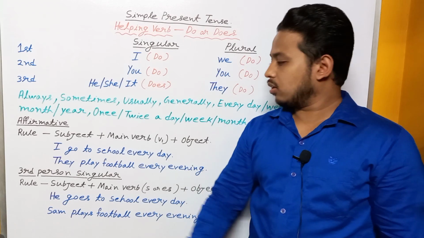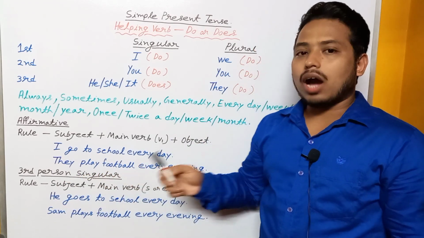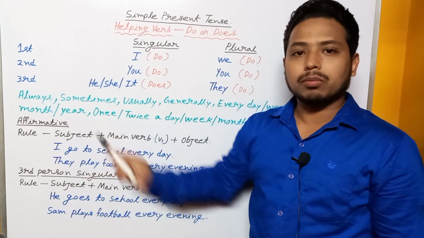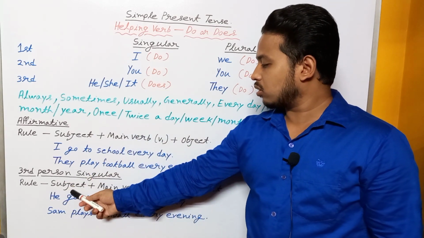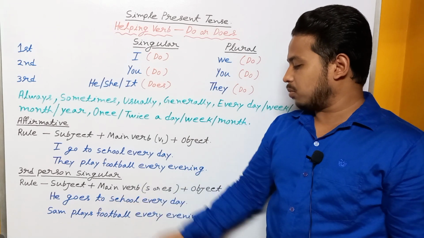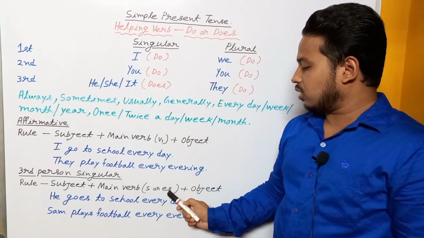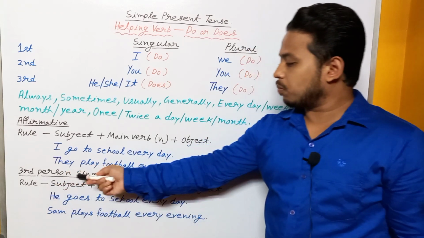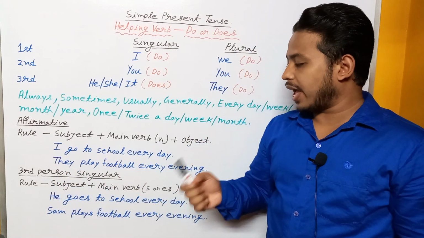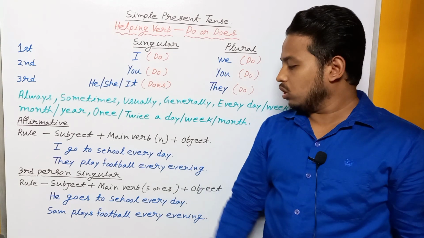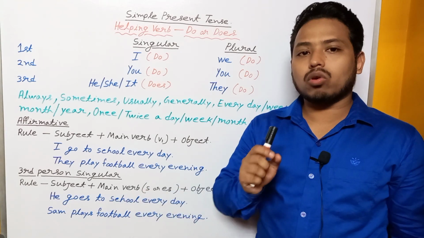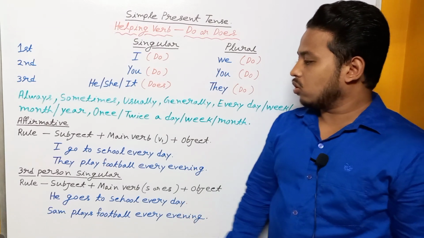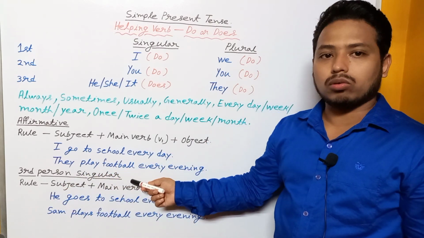Now we are learning third person singular rule. I write it separately for your help. It is also an affirmative rule. The rule is subject plus main verb. I write s or es in the bracket because when the subject is third person singular, then we add s or es with main verb. It is a rule of simple present tense, plus object. So this is a third person singular rule.